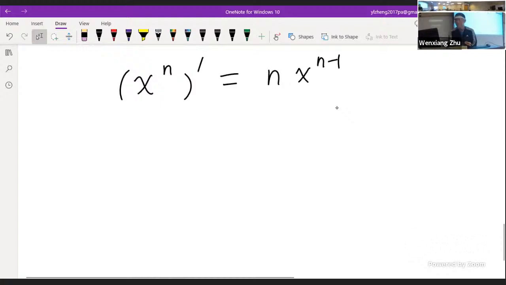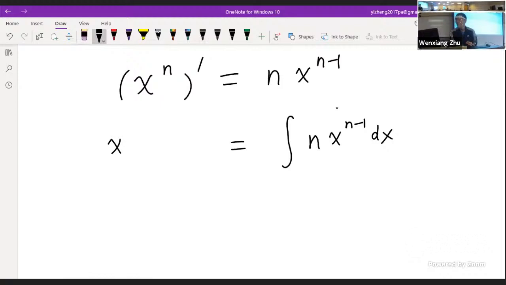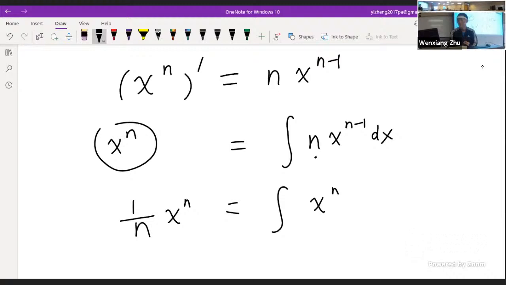So if you're doing the antiderivative of the right-hand side, you will recover x to the nth power. That is one of the antiderivatives, right? And I don't add a constant c at this moment. I'm just writing this. Because n is a constant, you can divide both sides by n. So this is what you have. And now you can add a constant c here. Does that make sense? So that means you go backwards.